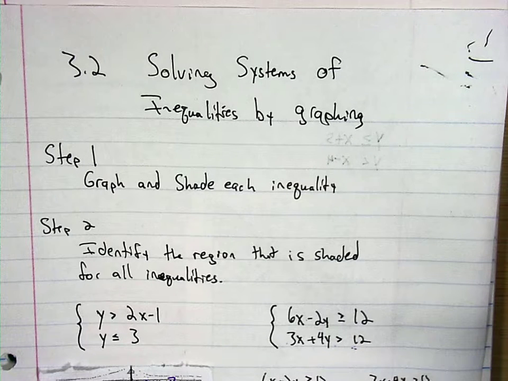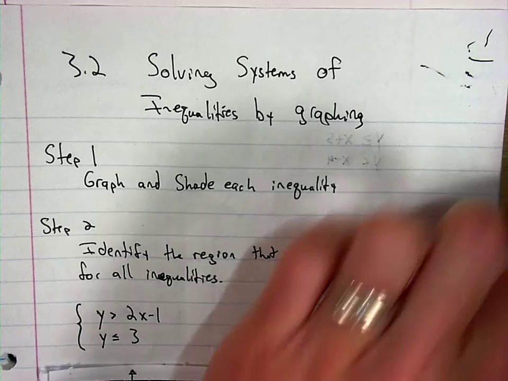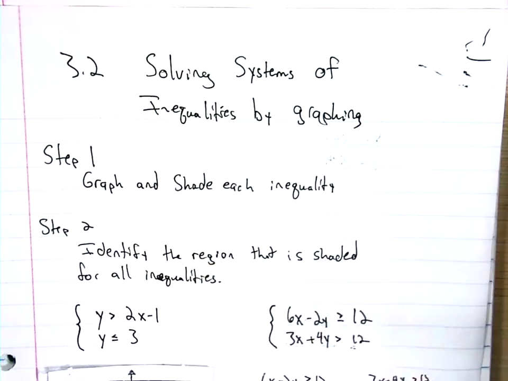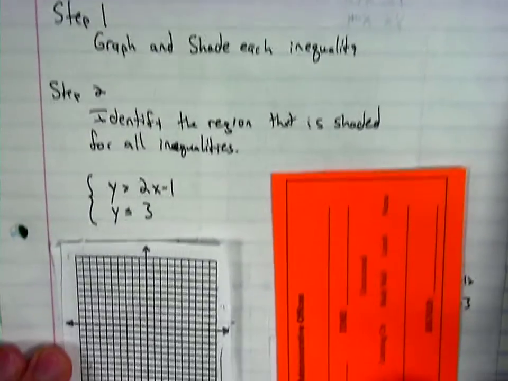Step 2, we're going to identify the region that is shaded for both or all inequalities. Today we're really going to only have two. The next lesson, or day 2 of this section, we'll have 3 and 4 inequalities. So we're going to start you off with an easy one here first.